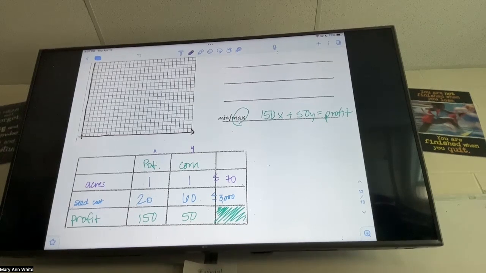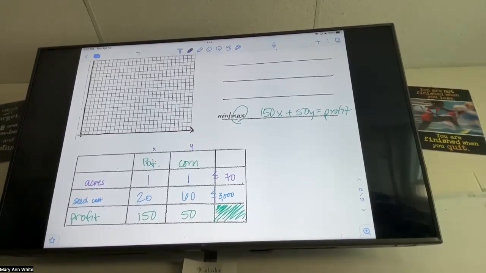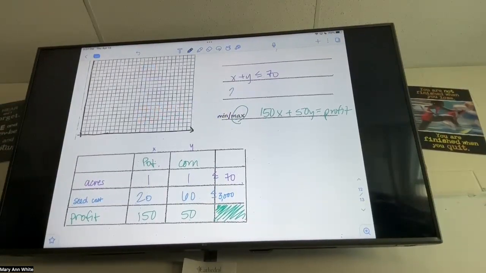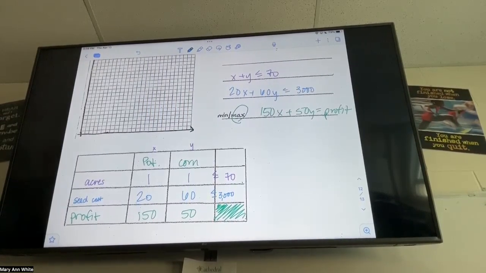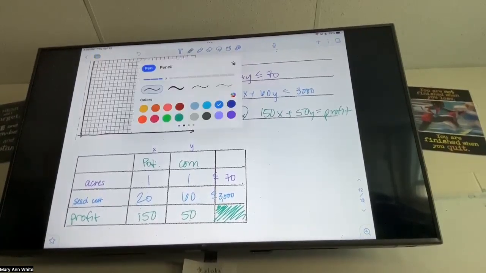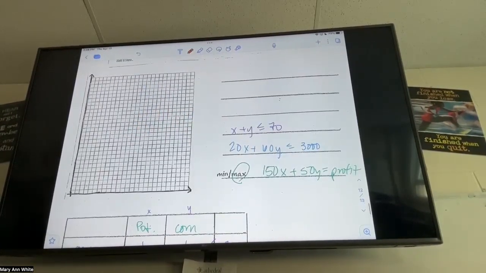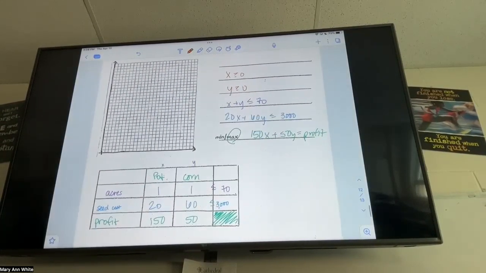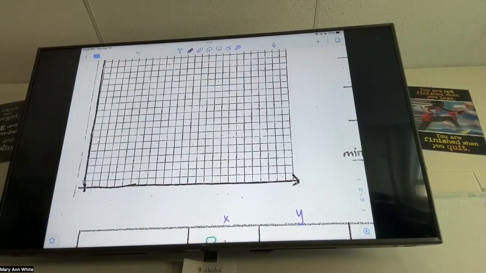All right, I'm gonna join you writing my equations. And then don't forget x is greater than or equal to 0 and y is greater than or equal to 0. I get to graph them next.